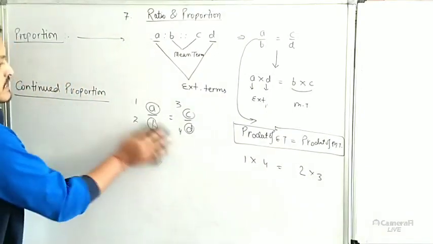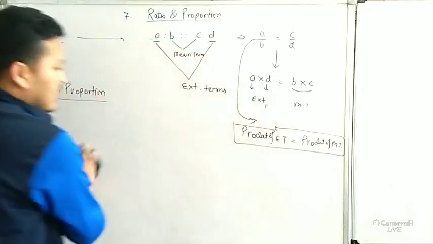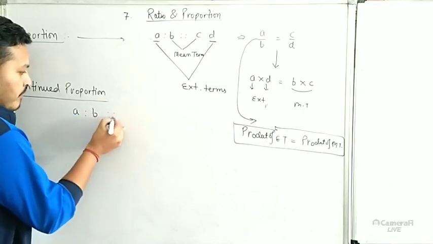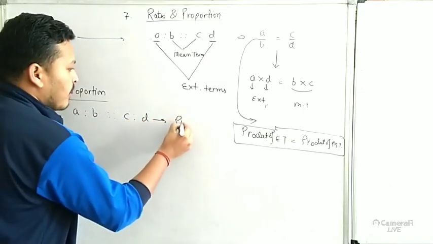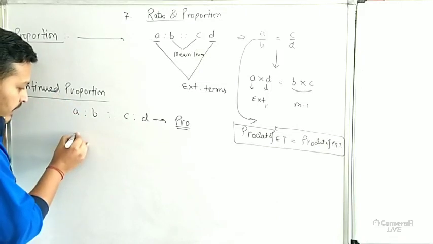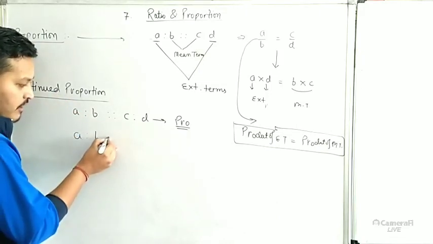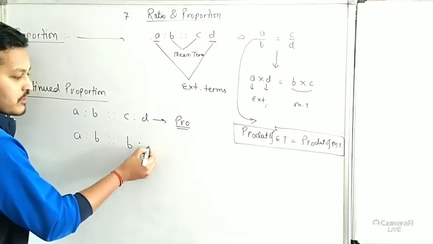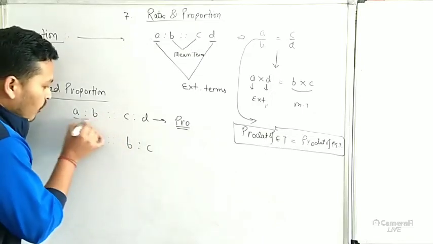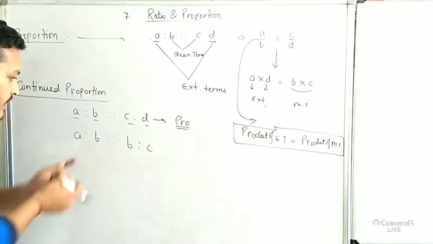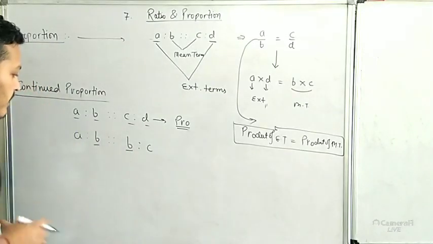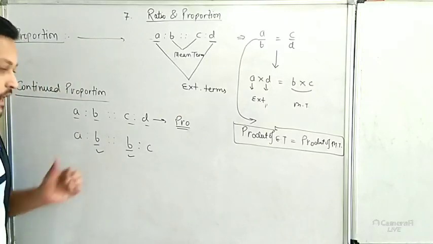The continued proportional, the next type of proportional, is based on the same concept, but something is different. For example, if A ratio B proportional C ratio D, you know it is the form of a proportion. But if the proportion is given as A ratio B proportional B ratio C, what is the difference between these two? In the first, all the numbers are different, but in the second type, the mean terms are the same. The second and third are the mean terms, and they are the same.